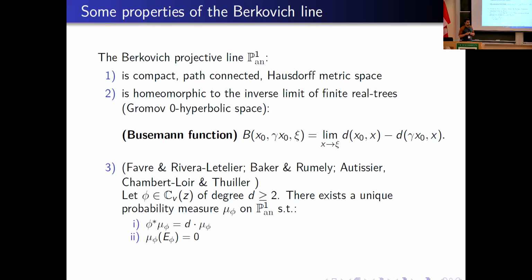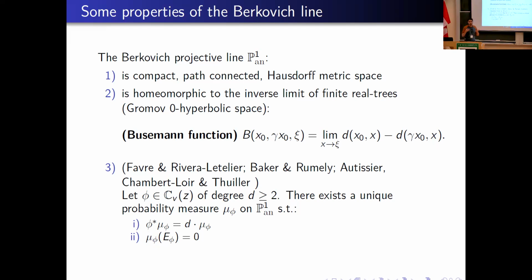And the whole idea of our work, well, maybe I should say a point about how Baker and Rumely found this measure: it is through potential theory. Because this Berkovich space enjoys nice properties, you can define potential theory on it. And one of the main objects of potential theory is the Laplacian. So you need to define harmonic functions, subharmonic functions. So you need a Laplacian. In a sense, you need some sort of differential calculus on your space.